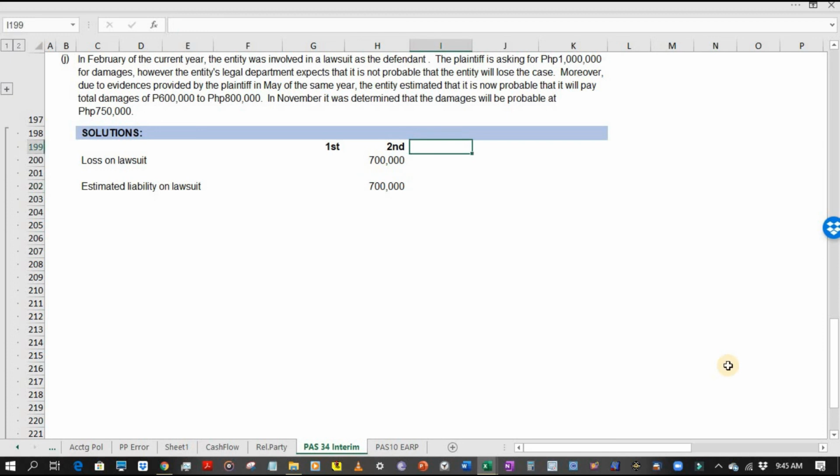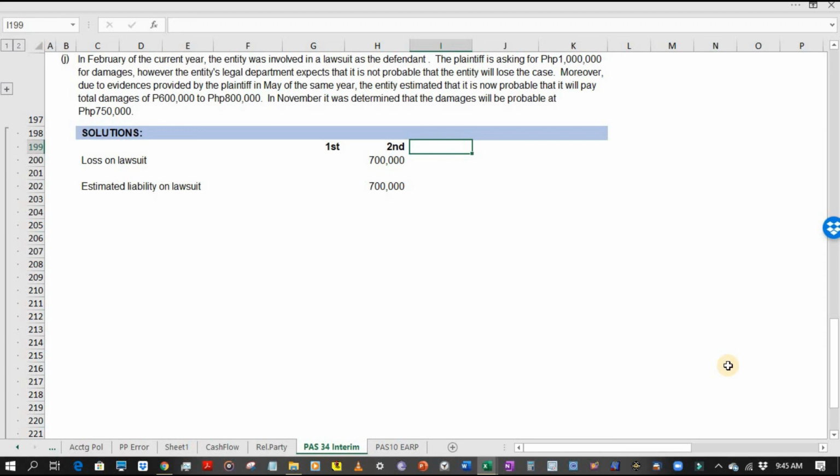Then another information, which is the last sentence. In November, it was determined that the damages will be probable at 750,000 pesos. So now there has been a change in the estimate from 700,000 pesos. It has now increased to 750,000 pesos. So previously in the second quarter, we have already recorded the best estimate as of that time, which is 700,000 pesos. And since there is a change in the best estimate, we assume that between 700 and 750, the better estimate is, of course, the recent estimate of 750,000 pesos.